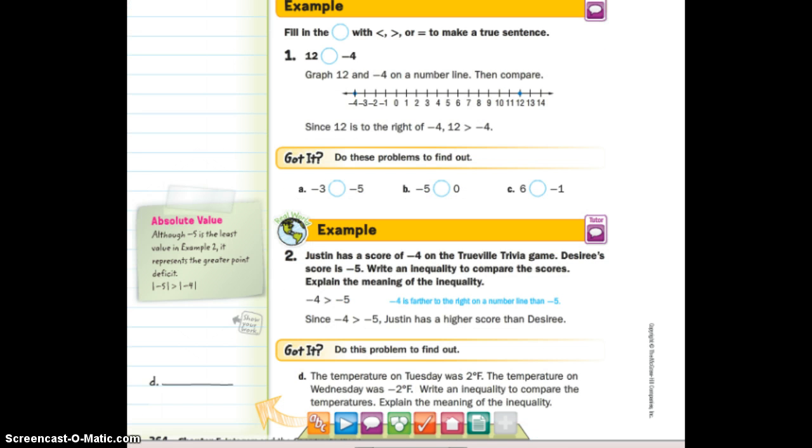In the first example, we need to locate 12 and negative 4. 12 is 12 to the right of 0. Negative 4 is 4 to the left of 0. Again, it's important to see the magnitude. Which number is greater than? 12 is greater than negative 4. It's now your turn. Please do the 3 got it's. Turn the video off. When you're done, turn it back on.